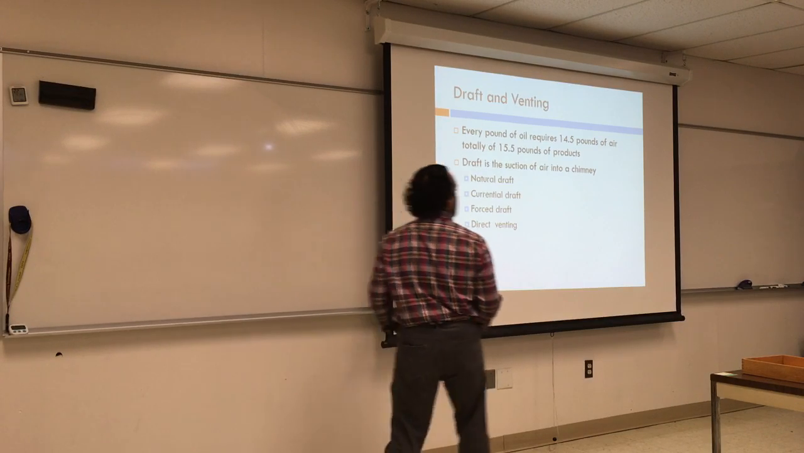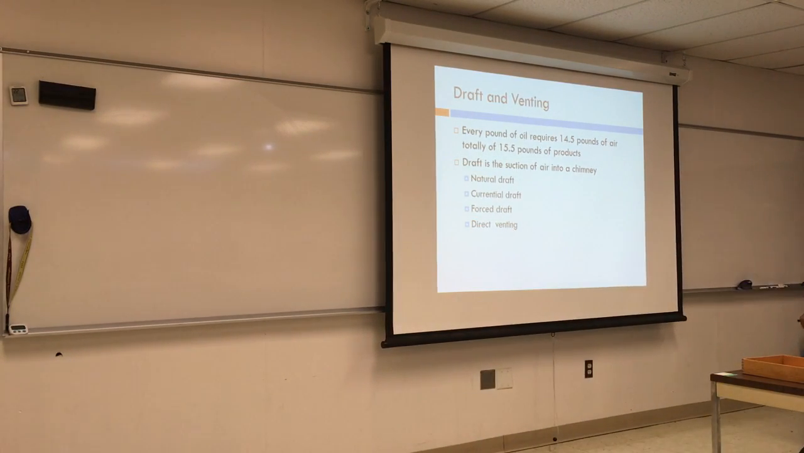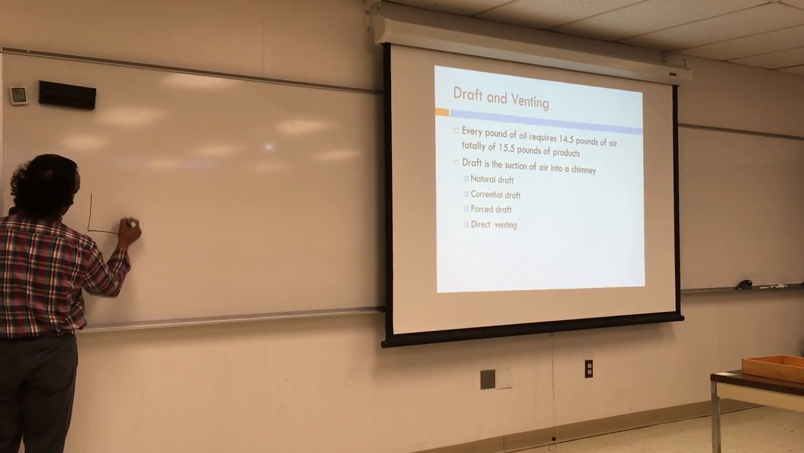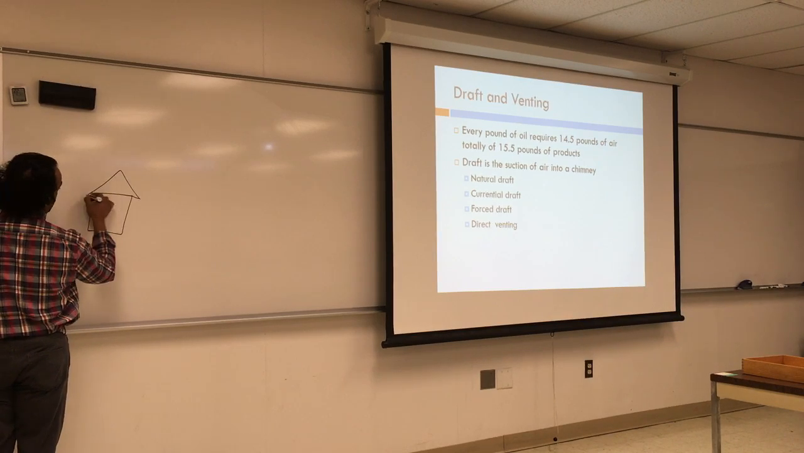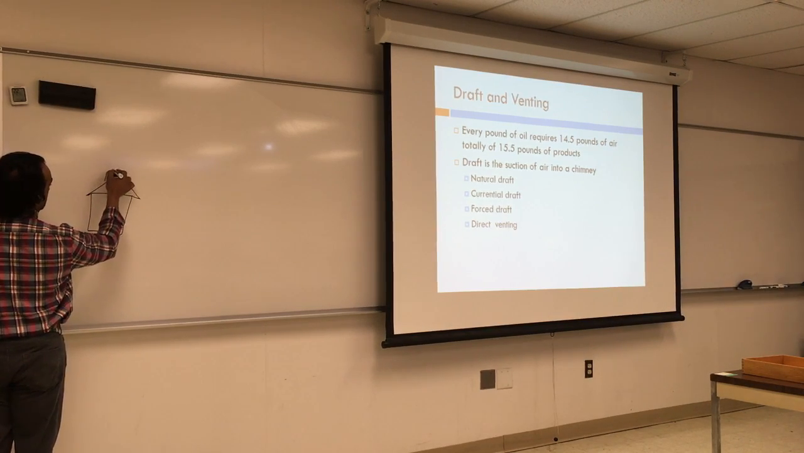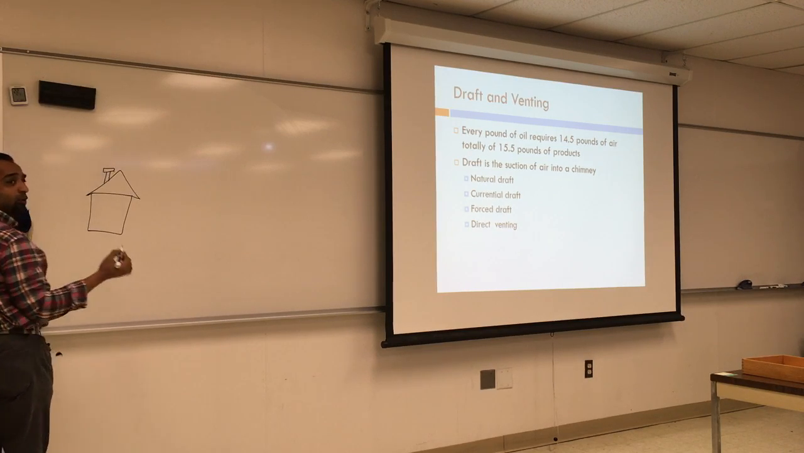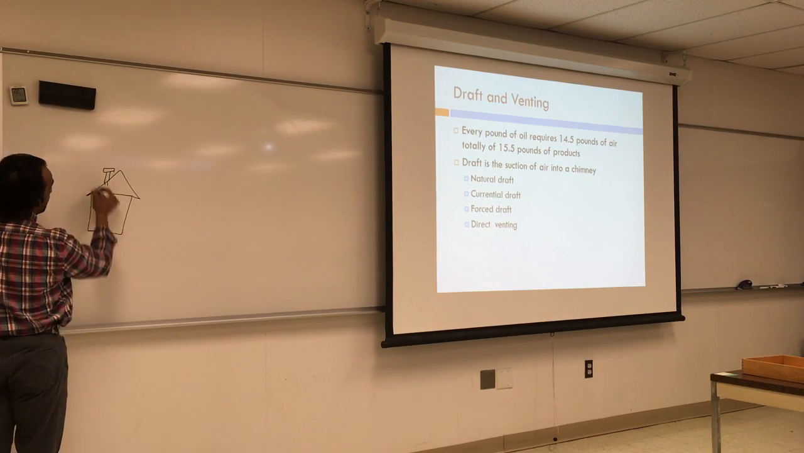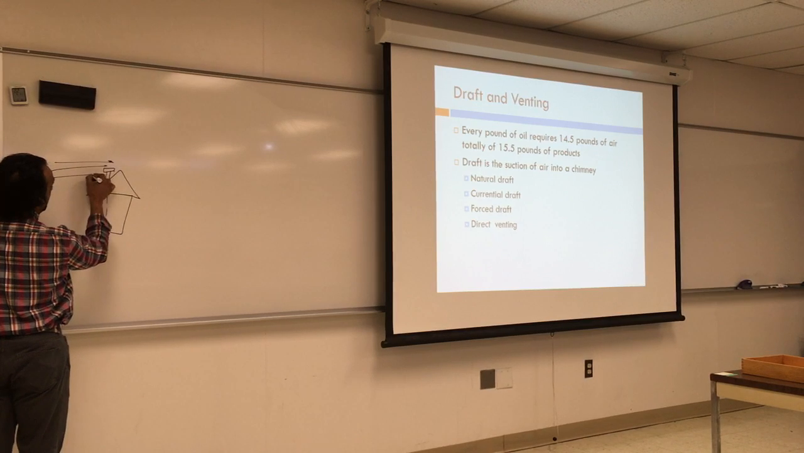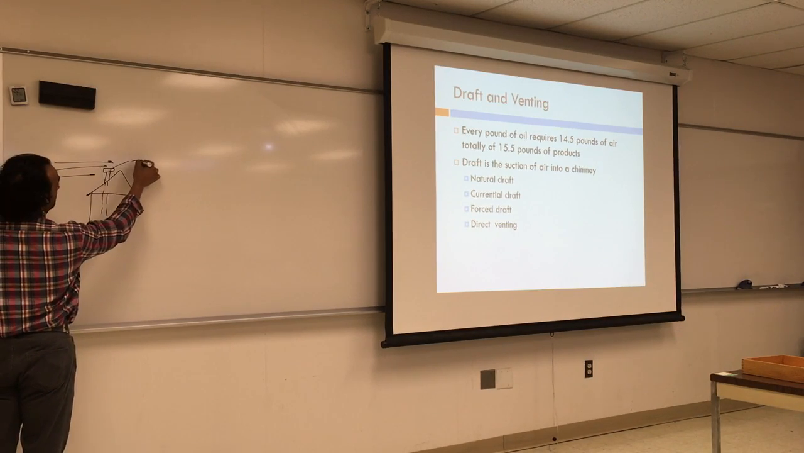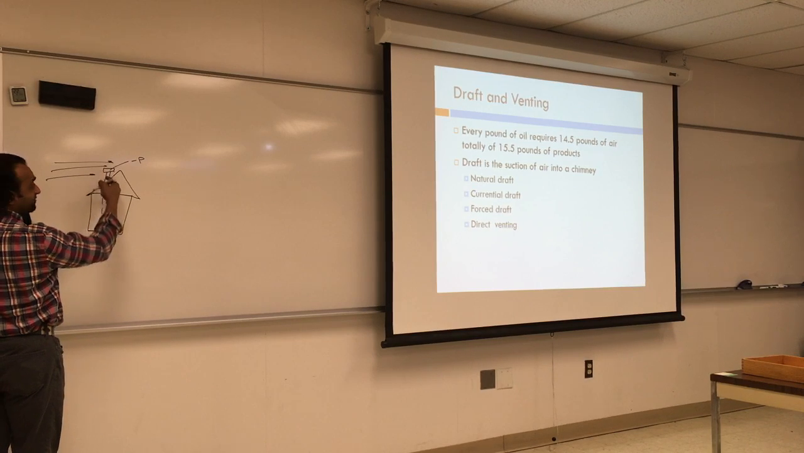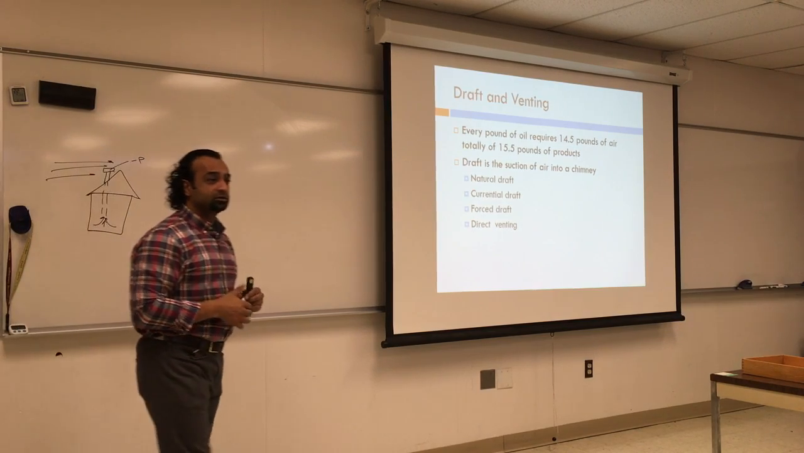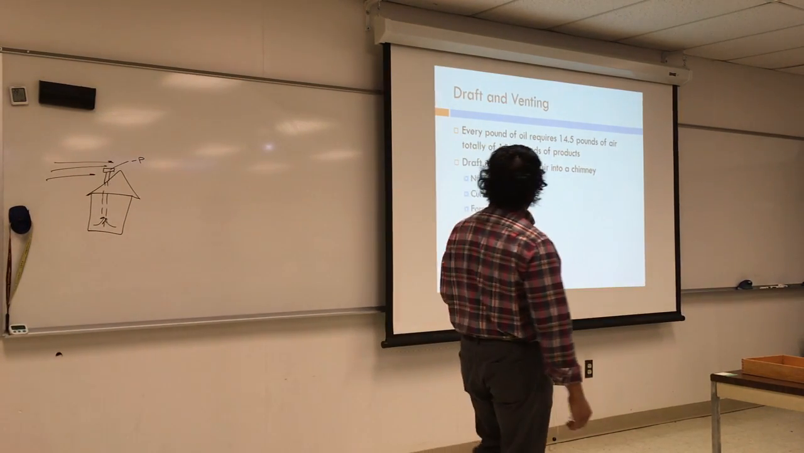So if I want to illustrate that a little bit, that's why we have wind, high and low pressure differences in the atmosphere, right? Air moves from high pressure to low pressure. So if this is your chimney here, and you have wind coming by, you will have low pressure in here, and eventually it will pull things with it. That's torrential draft. Natural draft occurs when there is no wind, just by the buoyancy of air.